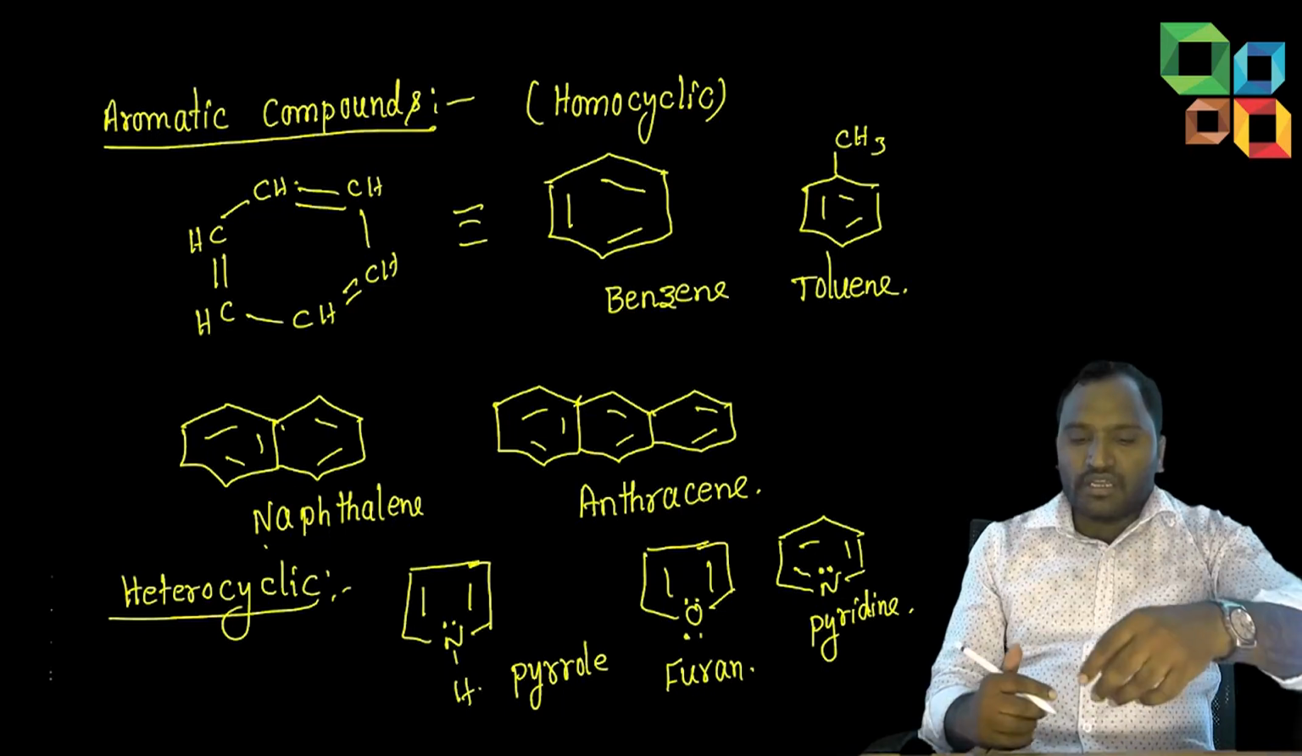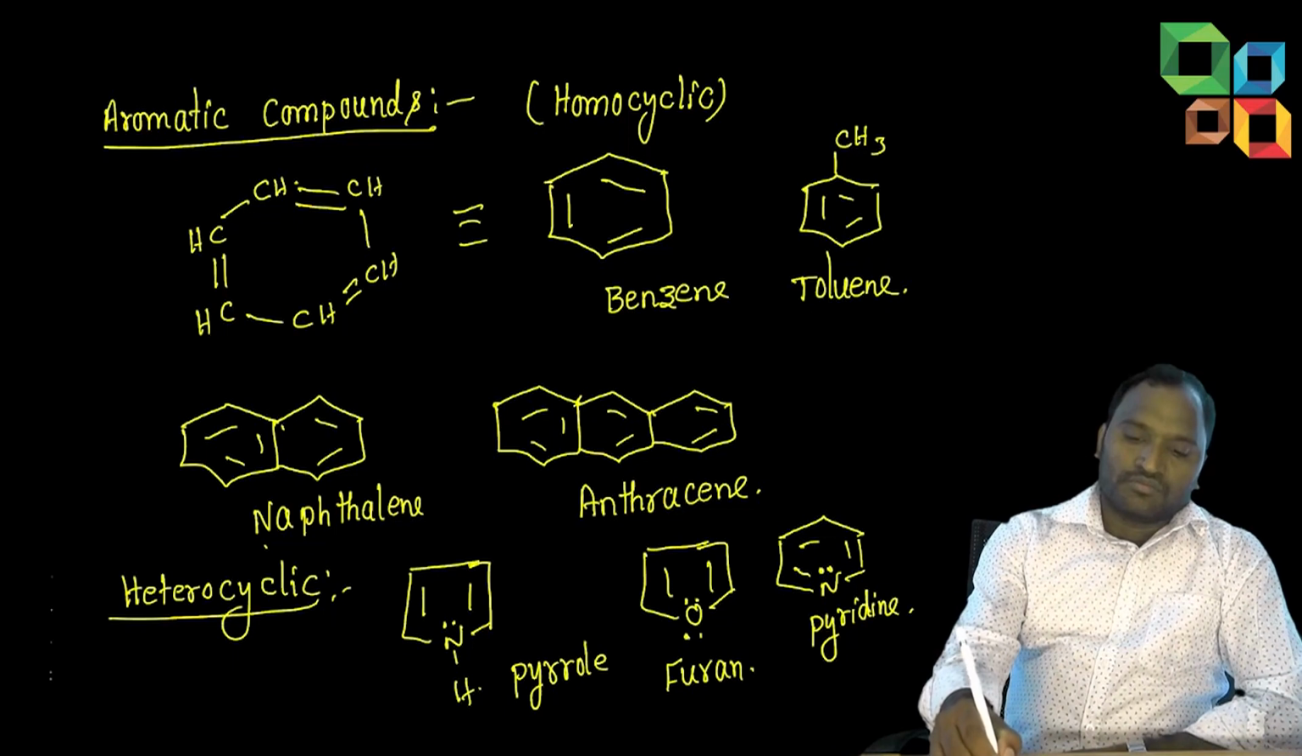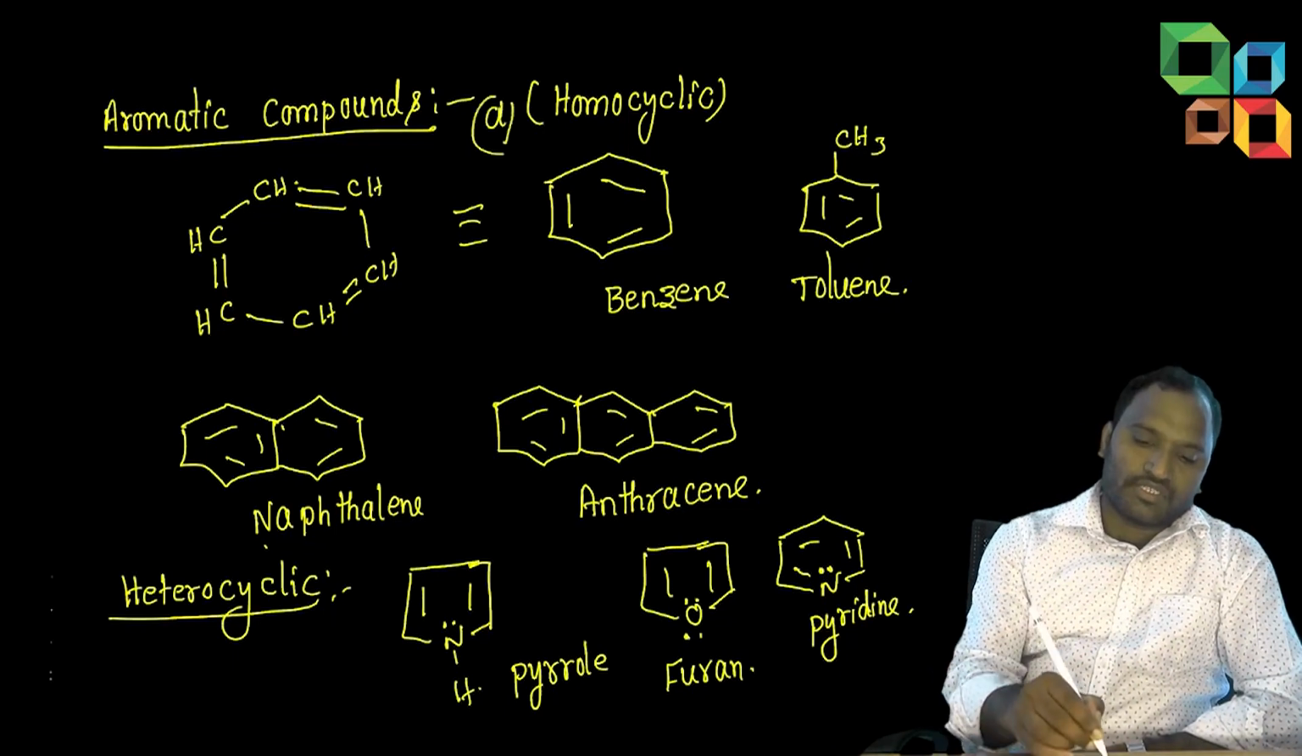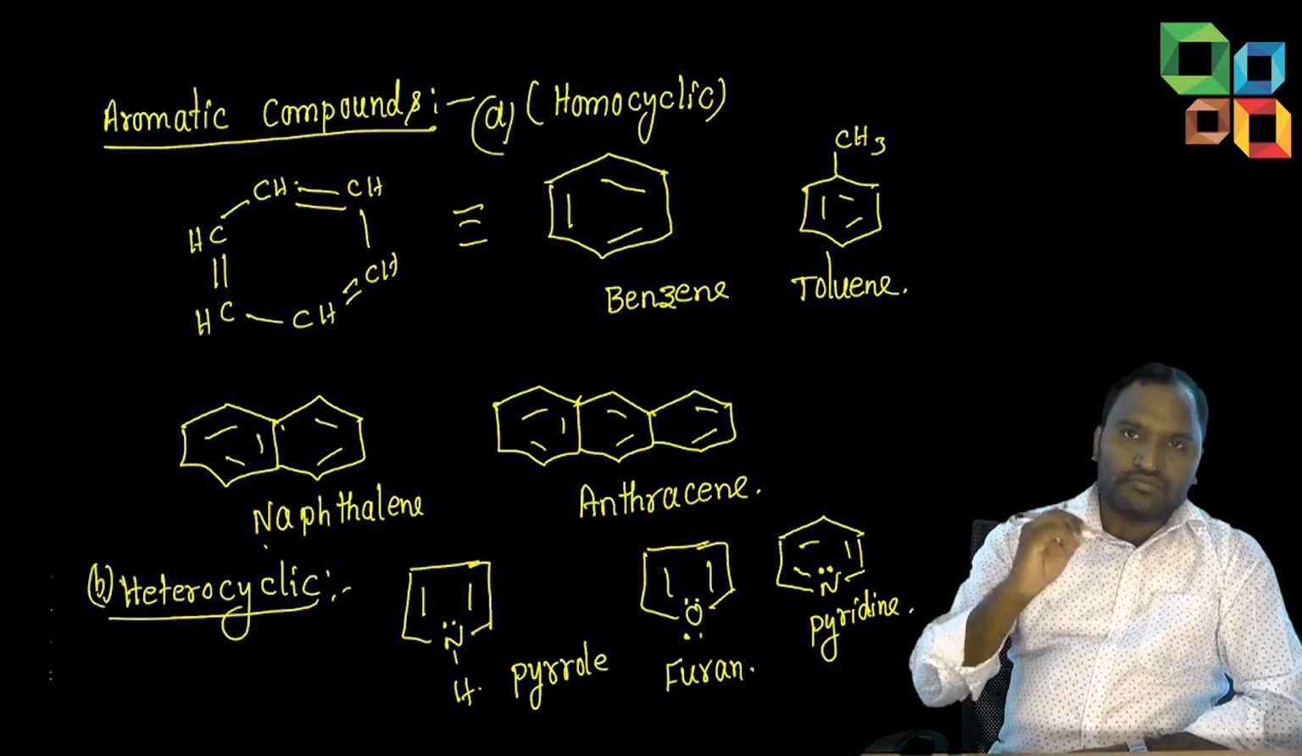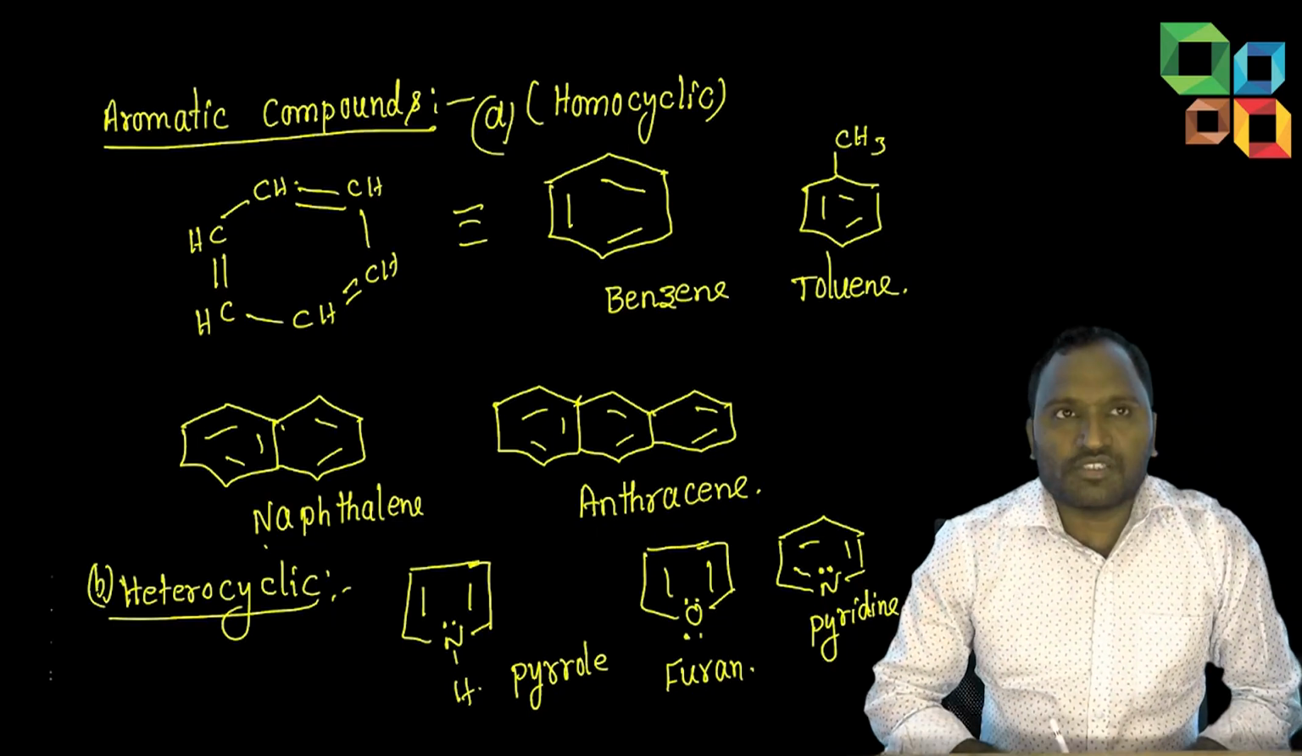Aromatic, homocyclic or heterocyclic. A classification, B classification. So this much is enough for classification. Both homocyclic and heterocyclic come under aromatic compounds. Aromatic compounds are of two types: homocyclic aromatic and heterocyclic aromatic.